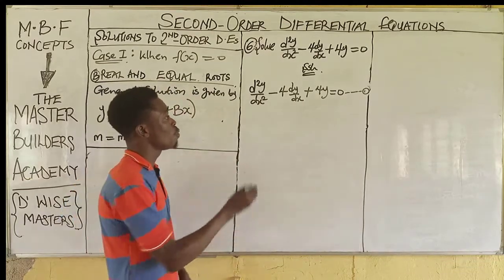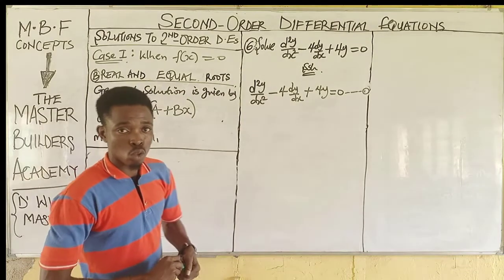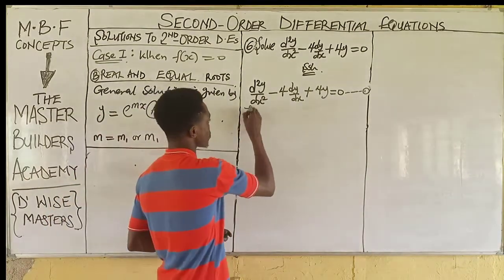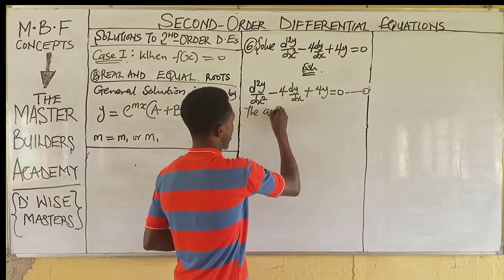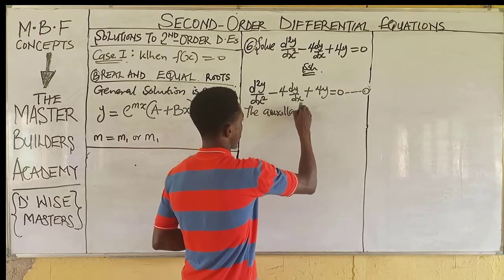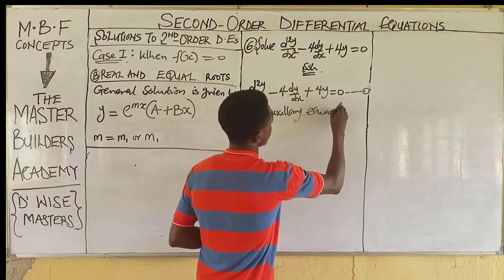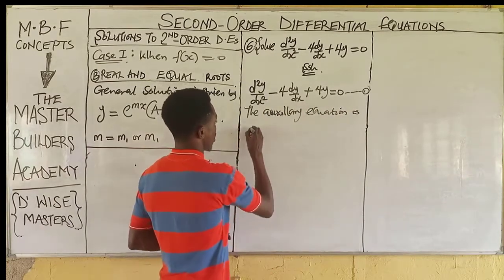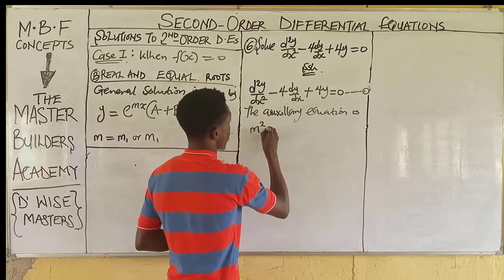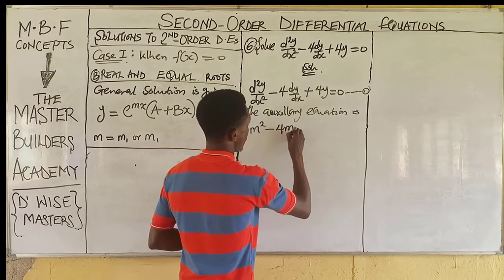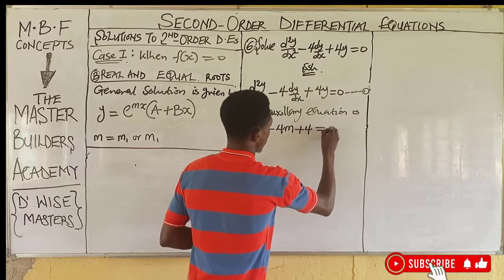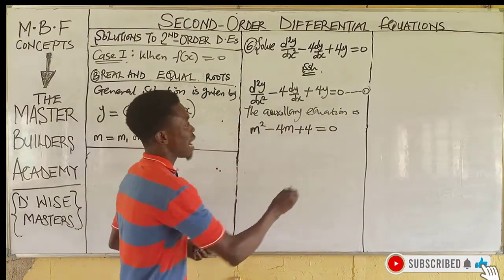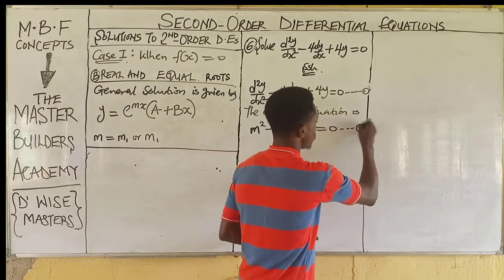Alright? Now the first thing we do here is to obtain equation 2. And to obtain equation 2, we convert equation 1 to its equivalent auxiliary equation. And that's giving us the auxiliary equation, which is m squared minus 4m plus 4 is equal to 0. Okay? And we call this equation 2.